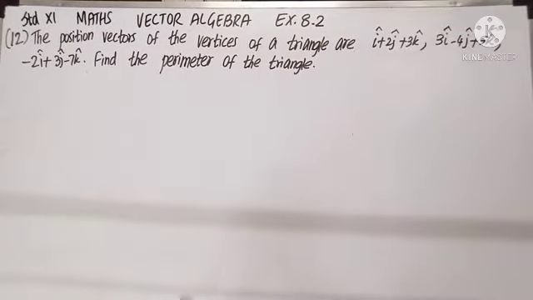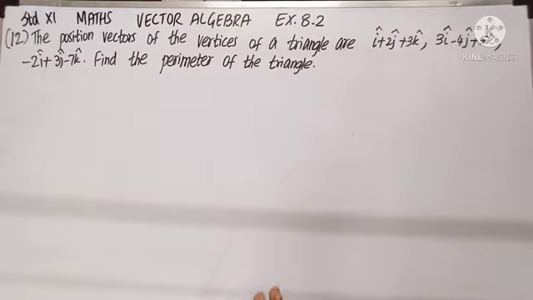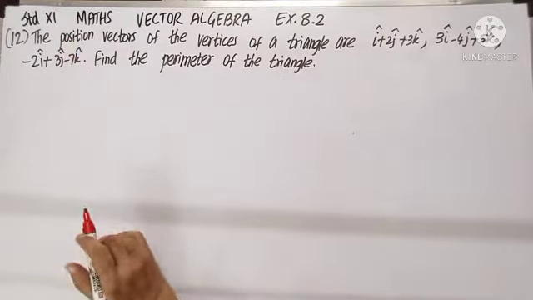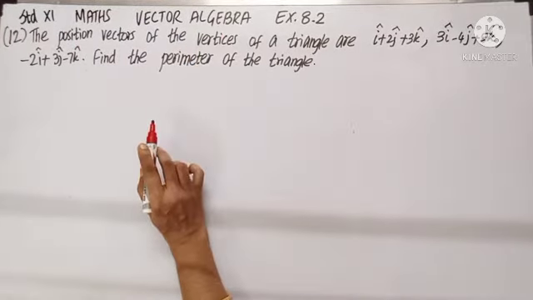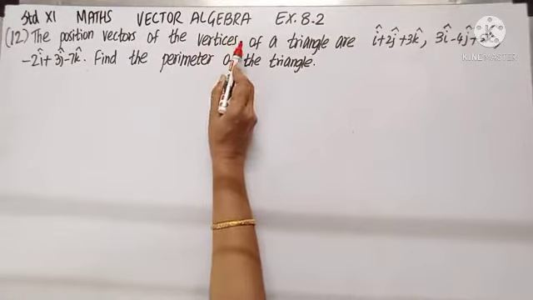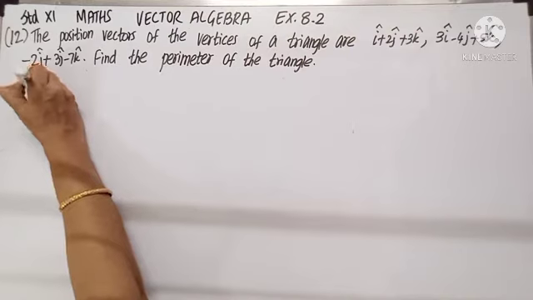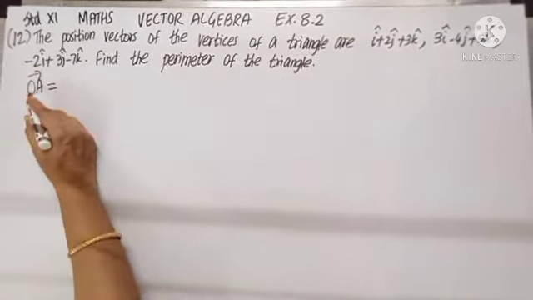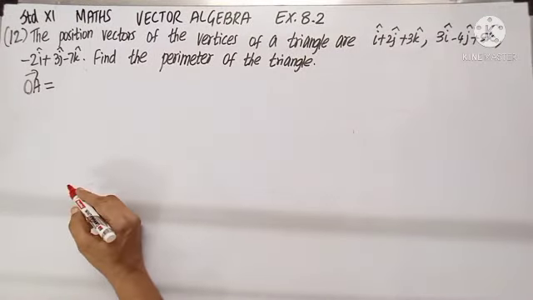So to find out the lengths, I ought to know what are the vectors of the sides, that is AB, BC, CA. But in the question, they have mentioned position vectors of the vertices, that is A, B, C. So whenever I read the word position vector, I have to take the vectors as OA, OB, OC, where O is the origin of reference.